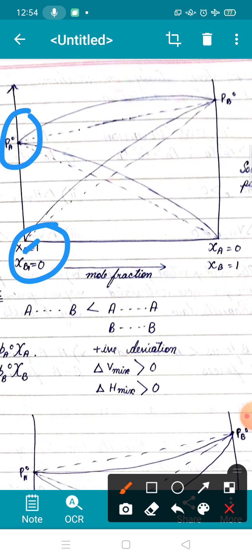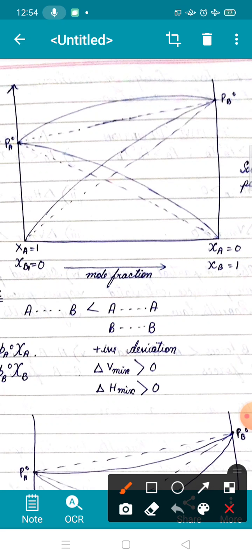Correct? And at this point, we have taken chi A to be 0 and chi B to be 1. That means only component B, no component A. And the pressure exerted by component B is PB naught. And we have assumed that PB naught is higher than PA naught. It may be the reverse also.